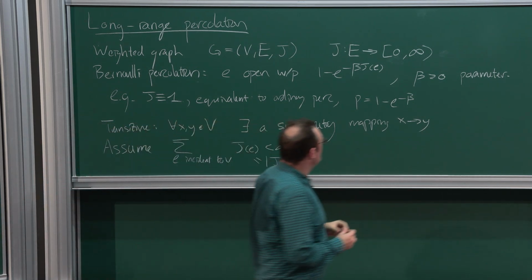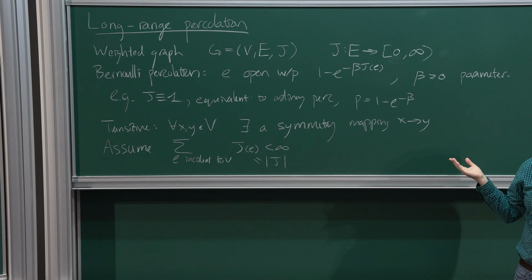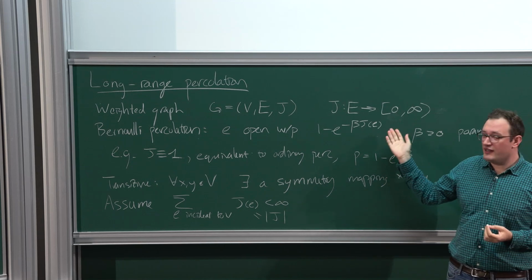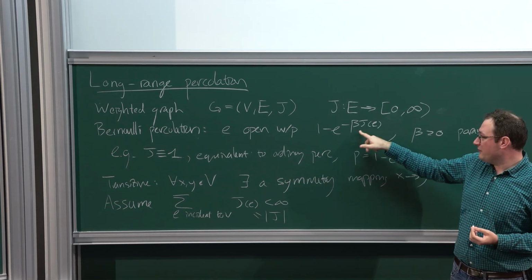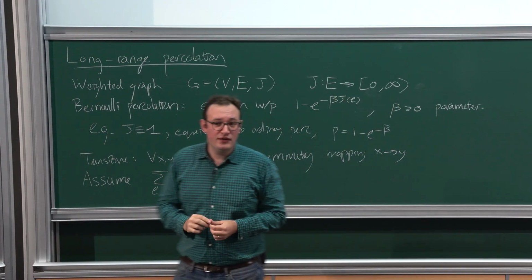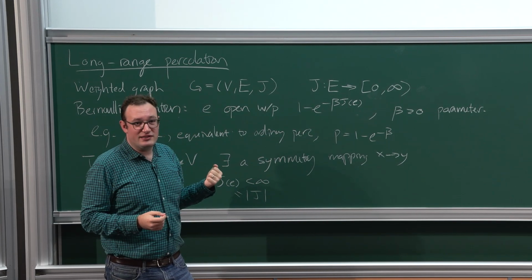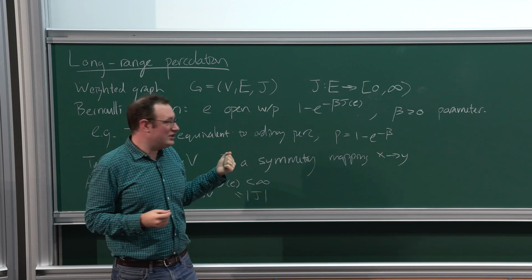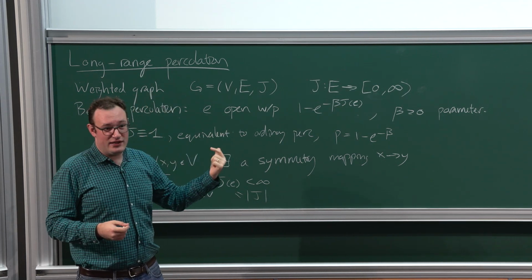So regarding this specific function, this is not terribly important. This is just one algebraically convenient way of getting a number between 0 and 1, which is roughly beta times j when it's small. Now this particular choice of 1 minus the exponential corresponds exactly to taking a Poisson process of edges with intensity beta times j, and then just defining an edge to be open if there's at least one edge there in the Poisson process.